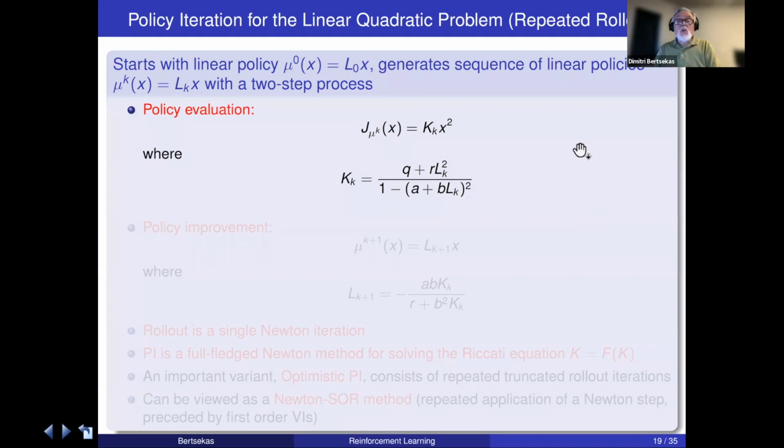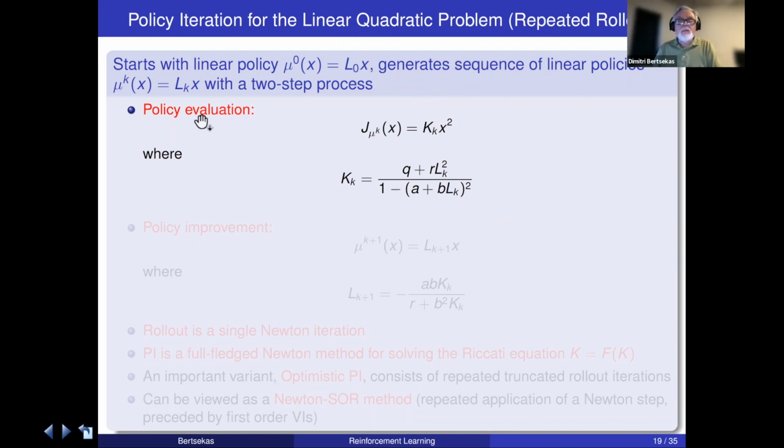Okay, so we interpreted rollout visually. Now, rollout is a single policy iteration. Policy iteration is what's called self-learning in the artificial intelligence terminology of reinforcement learning, both with exact and approximate implementation. So policy iteration is repeated rollout: it starts with a linear policy, generates a rollout policy, and then uses that as the base policy to generate a new rollout policy.